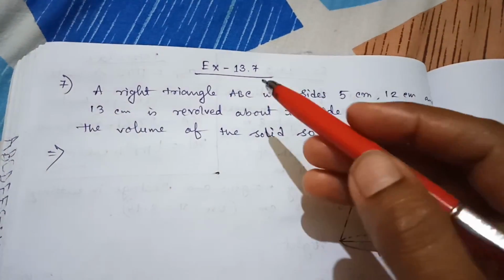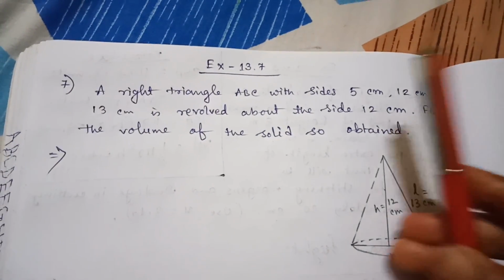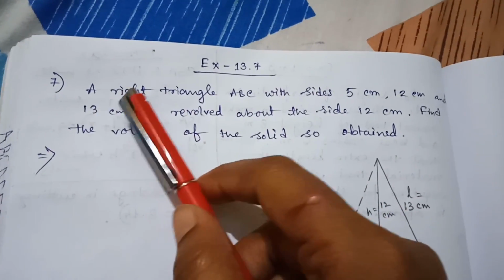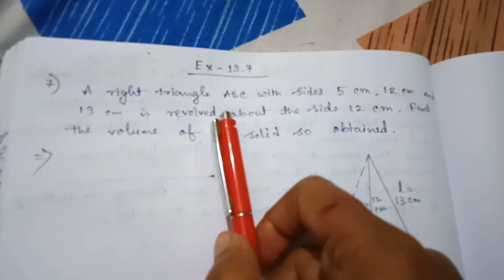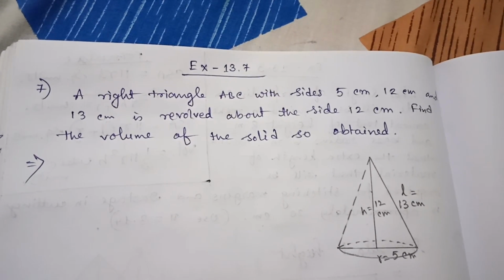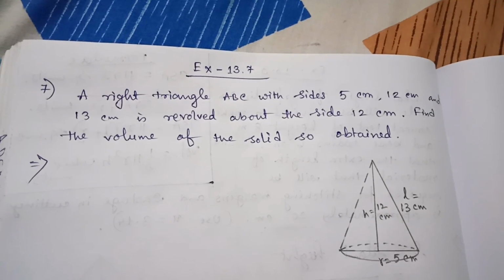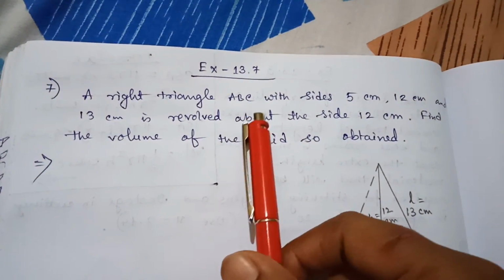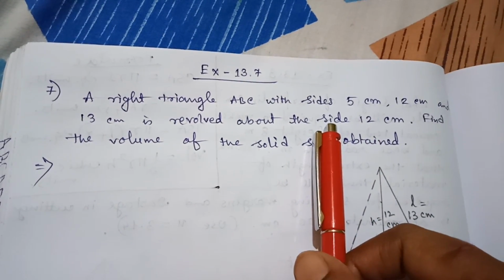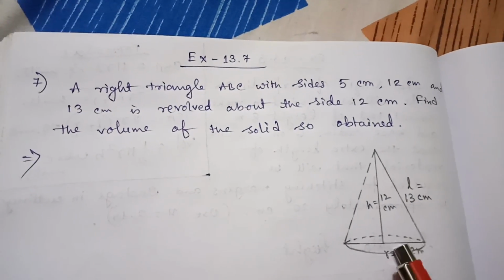Now coming to exercise 13.7, question number 7, and this is the exercise related to volume of a right circular cone. So right triangle ABC with sides 5 cm, 12 cm and 13 cm is revolved about the side 12 cm. Find the volume of the solid so obtained. Revolved about the side 12 cm, that means the 12 cm side is the axis and it's rotating just through this axis like this. This is the generating figure.